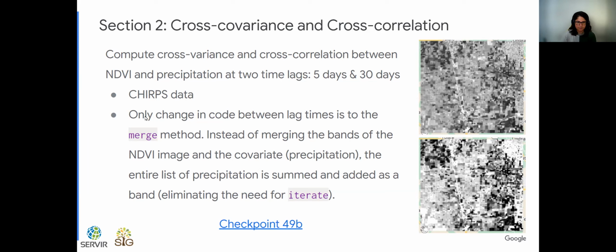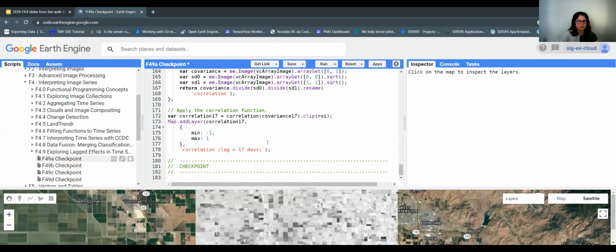And the only change in code, we'll see this in the code editor, is that the workflow for 5 days is exactly the same as we've seen for the previous section. And then the only change between 5 days and 30 days, in terms of code, is that we won't need to use the iterate function, and we'll see how. So I'll go back here to the code editor.